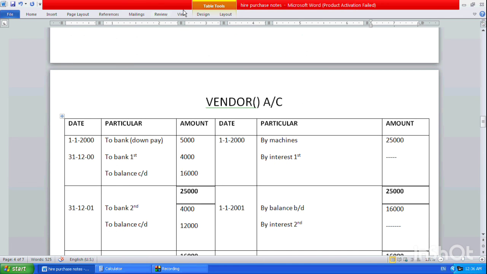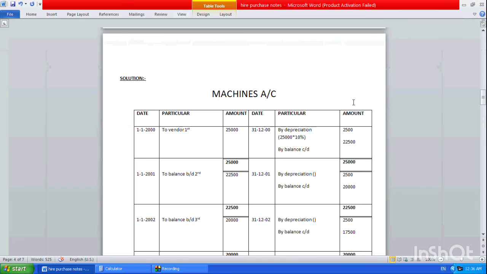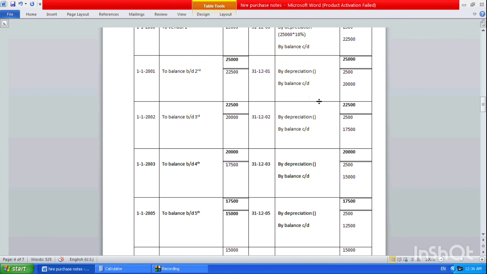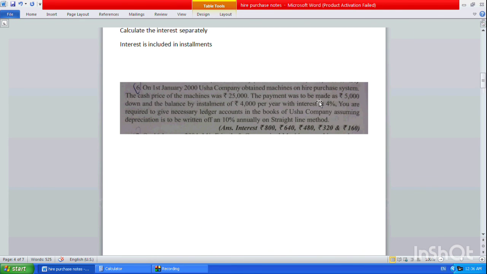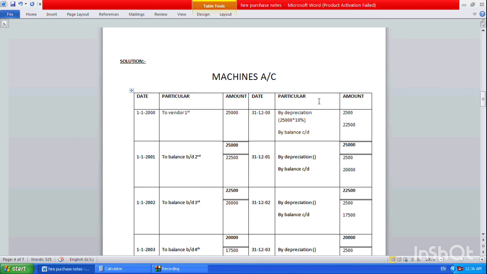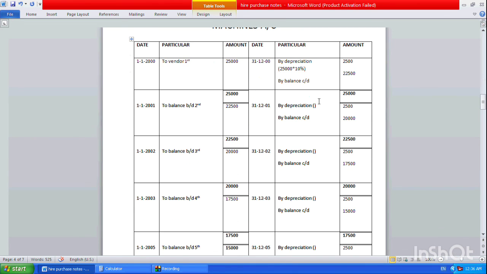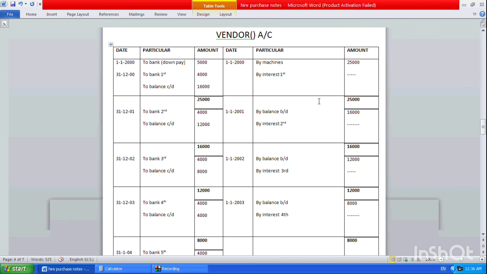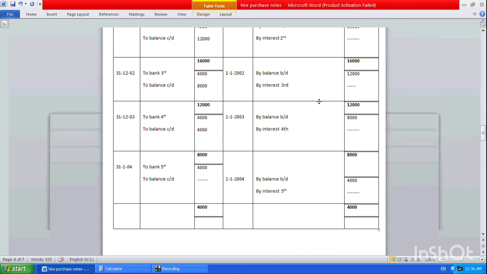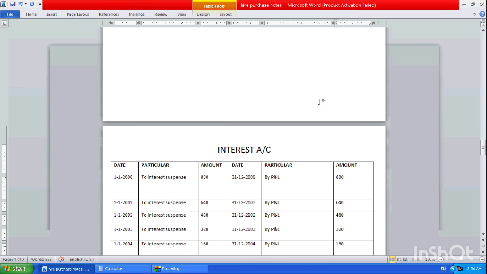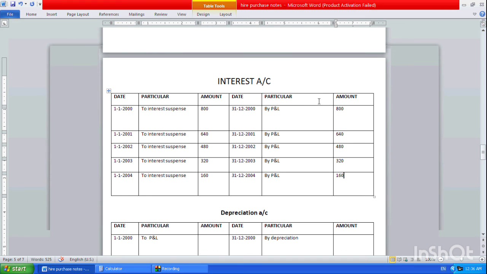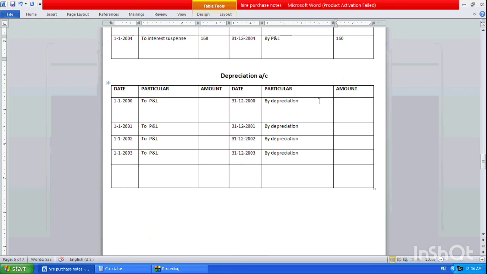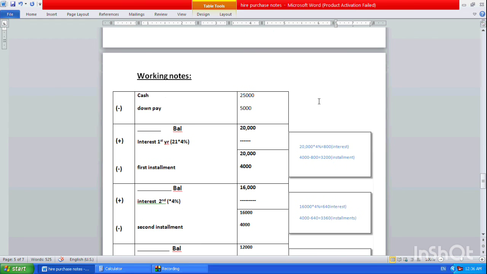Now let's see, this is the machine account, machine pro forma. This is the question. So this is how we have to prepare the hire purchase machine account, hire vendor account, and interest account. If you can, do the depreciation account also.